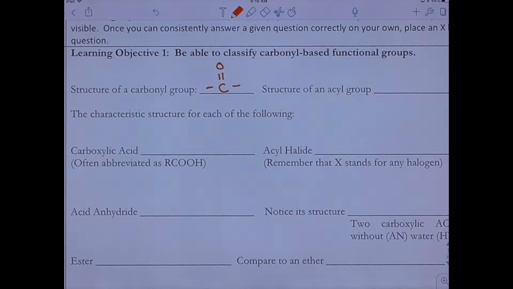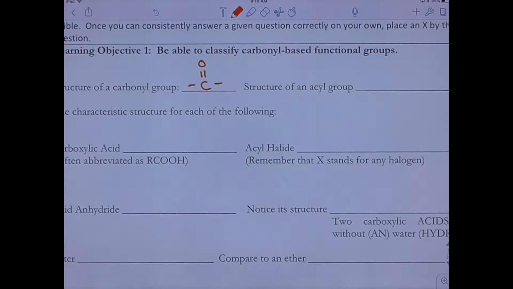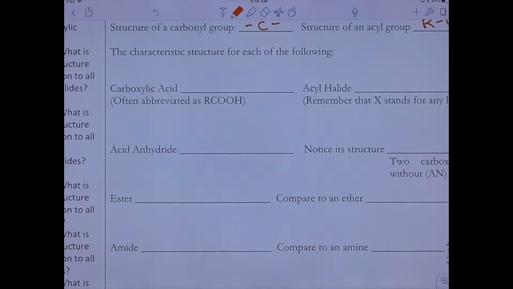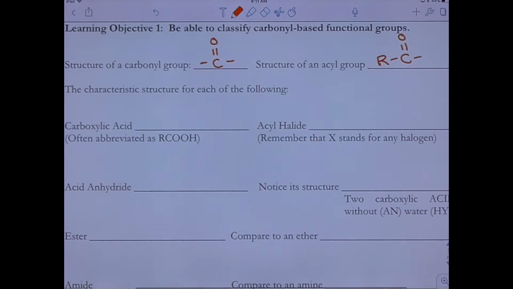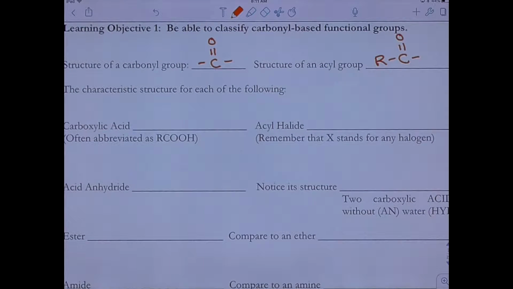You'll alternatively see an acyl group, to describe, they'll say like an acyl halide or an acyl group of a fatty acid or something like that. That's the same thing, it's just that you're talking about something that has carbons attached to it, which is described by the R. So I'm going to use that structure for the acyl group and show you what else is attached on the other side.